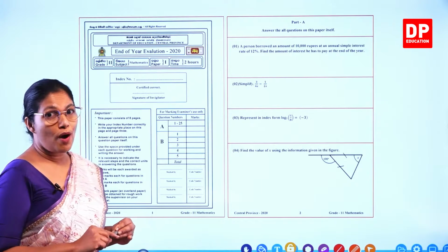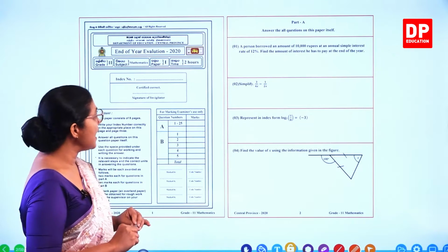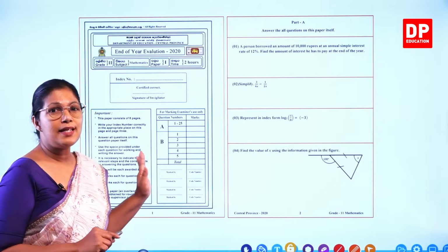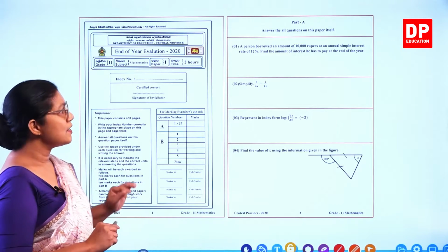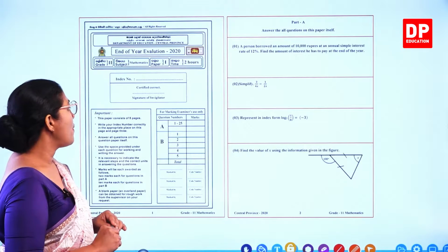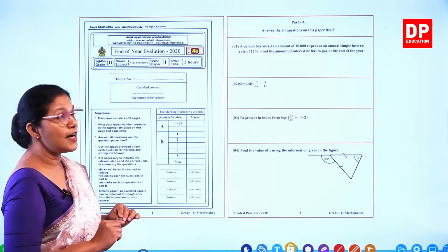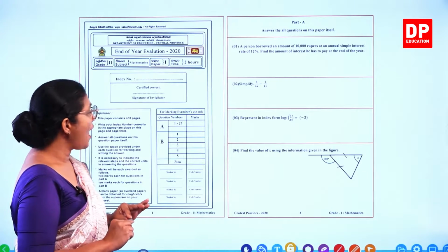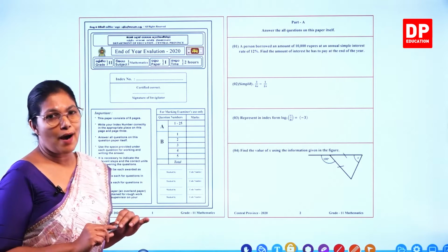So you get 2 hours for this paper and you already know there are 2 parts, Part A and Part B. And the spaces are given in Paper 1. So you have to answer all the questions in the spaces provided. So Part A, you get 25 short questions and each question is worth 2 marks. And in Part B, you get 5 questions and each question is worth 10 marks.